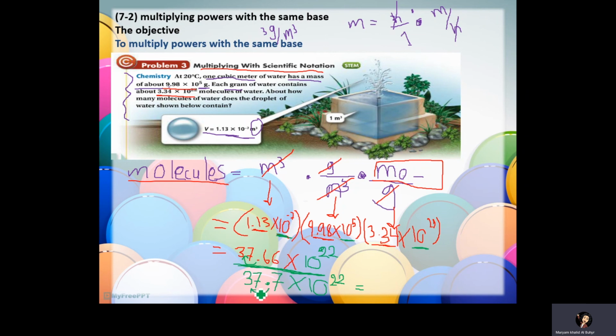So I'm moving this one to the left. That means add to the power. It's the opposite. So 3.77 times. What should I do with this power? I should add one more. So that will be to the power 23. So that's the idea from this problem.